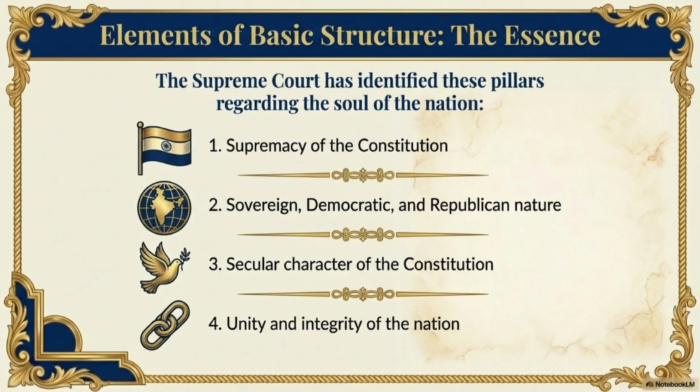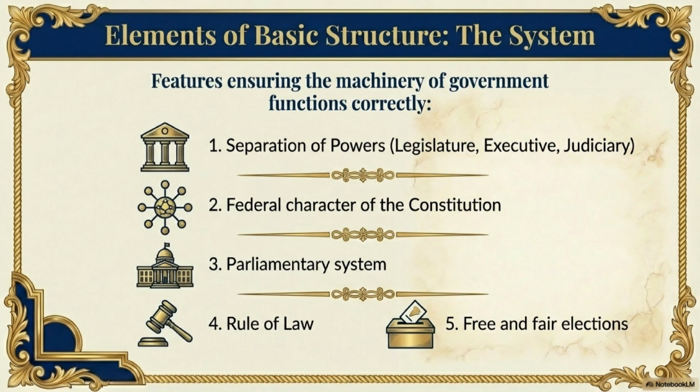That makes sense. What about the way the government is organized? The separation of powers, legislature, executive, judiciary, you can't merge them. The federal character is also basic structure. You can't turn India into a unitary state where the states have no power. And we talked about judicial review? Yes. Judicial review is a basic feature. You can't take away the court's power to interpret the law. Also, the rule of law, that everyone is equal before the law.